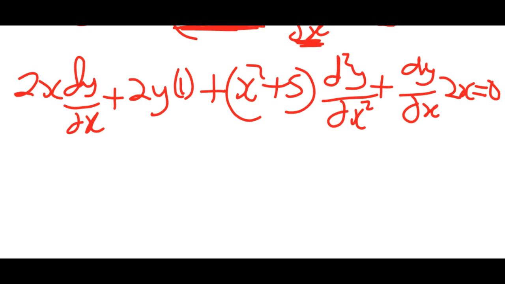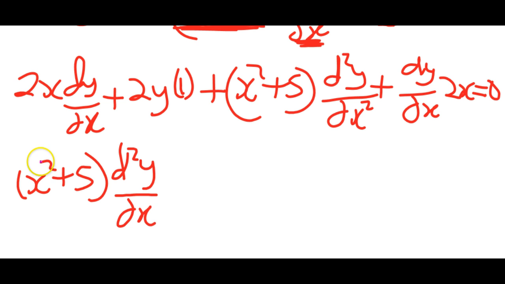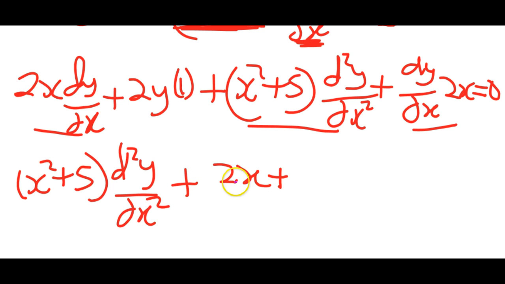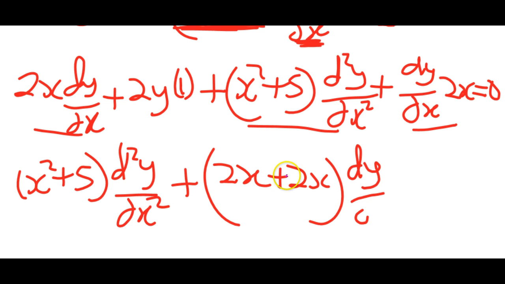So now rearranging this, I'm going to have x² + 5 d²y/dx², that is for this part. Then note that this and this have like terms, so I can say plus 2x + 2x, then dy/dx. I hope you understand what I've done over here.